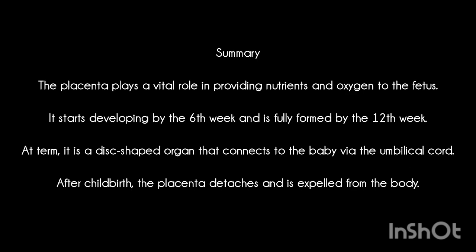Summary. The placenta plays a vital role in providing nutrients and oxygen to the fetus. It starts developing by the 6th week and is fully formed by the 12th week. At term, it is a disc-shaped organ that connects to the baby via the umbilical cord. After childbirth, the placenta detaches and is expelled from the body.